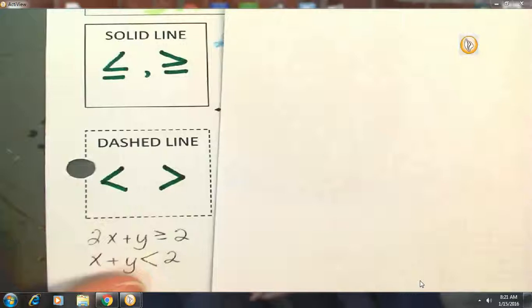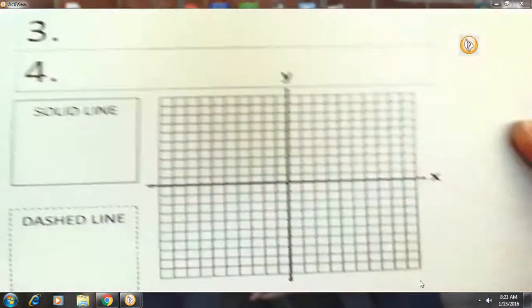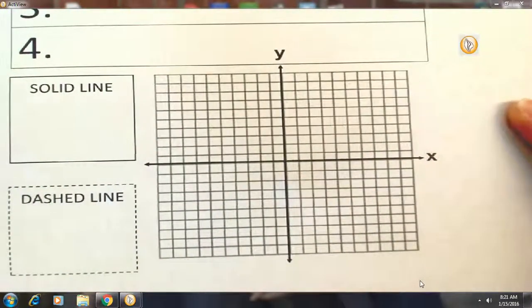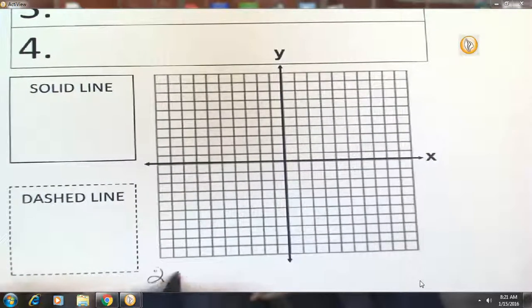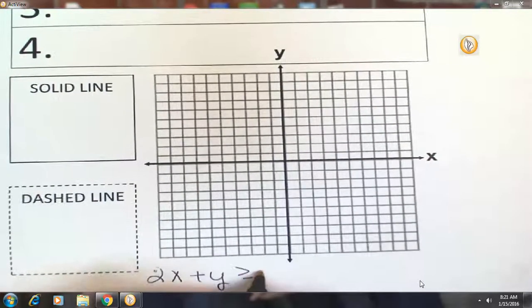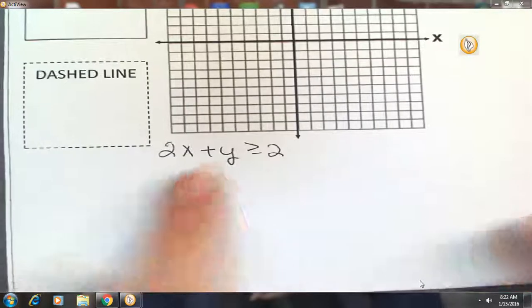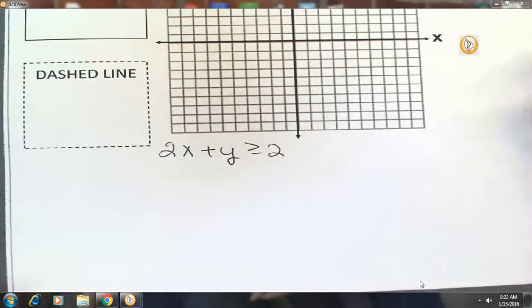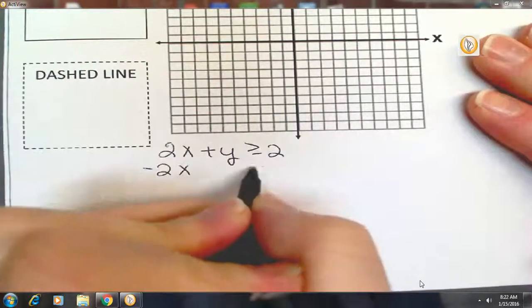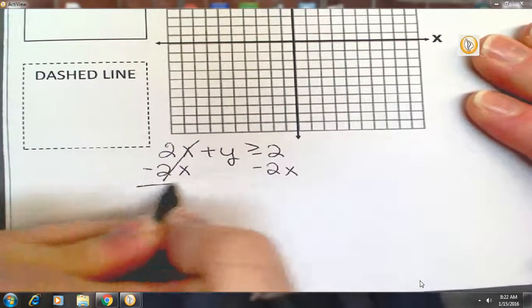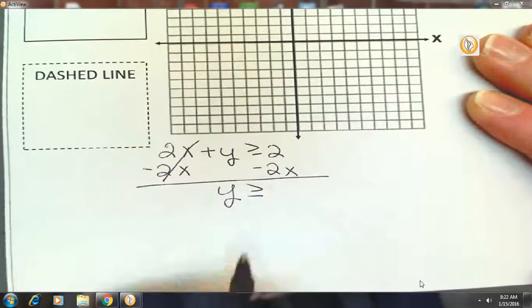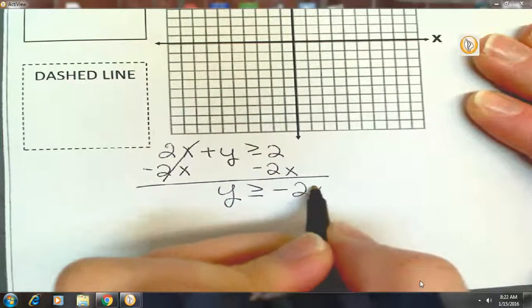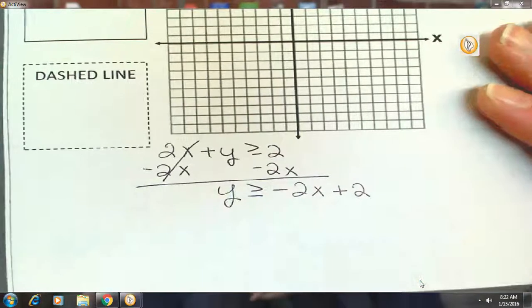In order to graph these lines, we're going to have to make sure our inequalities are in slope-intercept form. So let's look at the first inequality. What could I do to put that into slope-intercept form? Subtract 2x. Good. Move 2x to the right side. So we have y is greater than or equal to negative 2x plus 2.